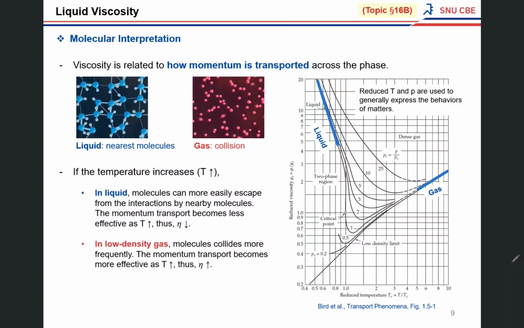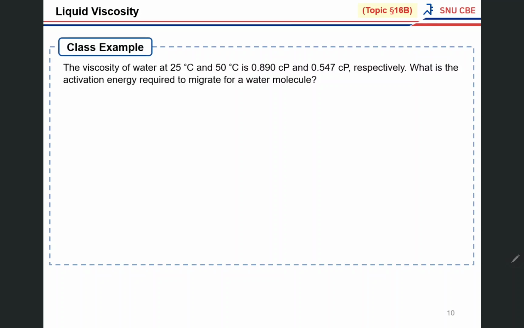So let's go through one simple example. We have the viscosity of water that was measured at room temperature, 25 degrees C, and 50 degrees C. So we have two values of the viscosity of water. At room temperature, the viscosity of water is nearly on the order of 1 centipoise. The measured value here is 0.89 centipoise. And at the higher temperature, 50 degrees C, we measure a lower viscosity of the water, which is 0.547 centipoise.